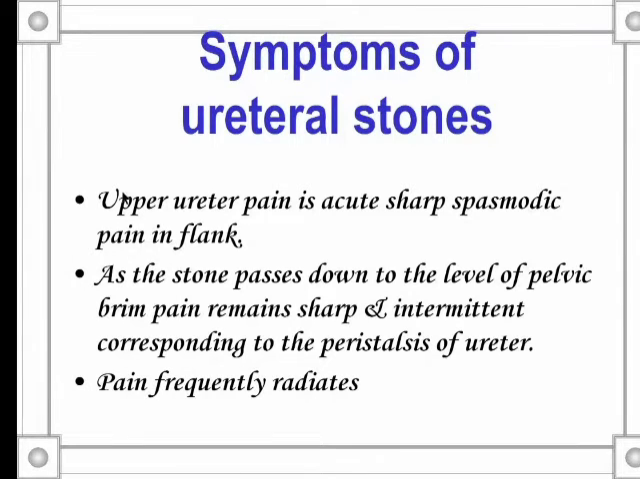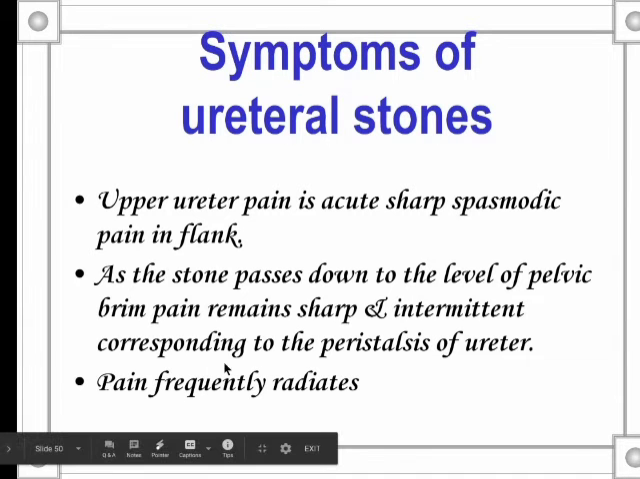If there is a stone in the upper ureter, as I told you when discussing the symptoms, it will cause a spasmodic, typical ureteric colic due to obstruction of the ureter. This is because with each peristalsis the ureteric muscle tries to get rid of the obstruction and contracts, and that causes pain. So there will be sharp spasmodic pain in the flank. As the stone passes down to the level of the pelvic ring, the pain remains sharp and intermittent, corresponding to the peristalsis of the ureter.